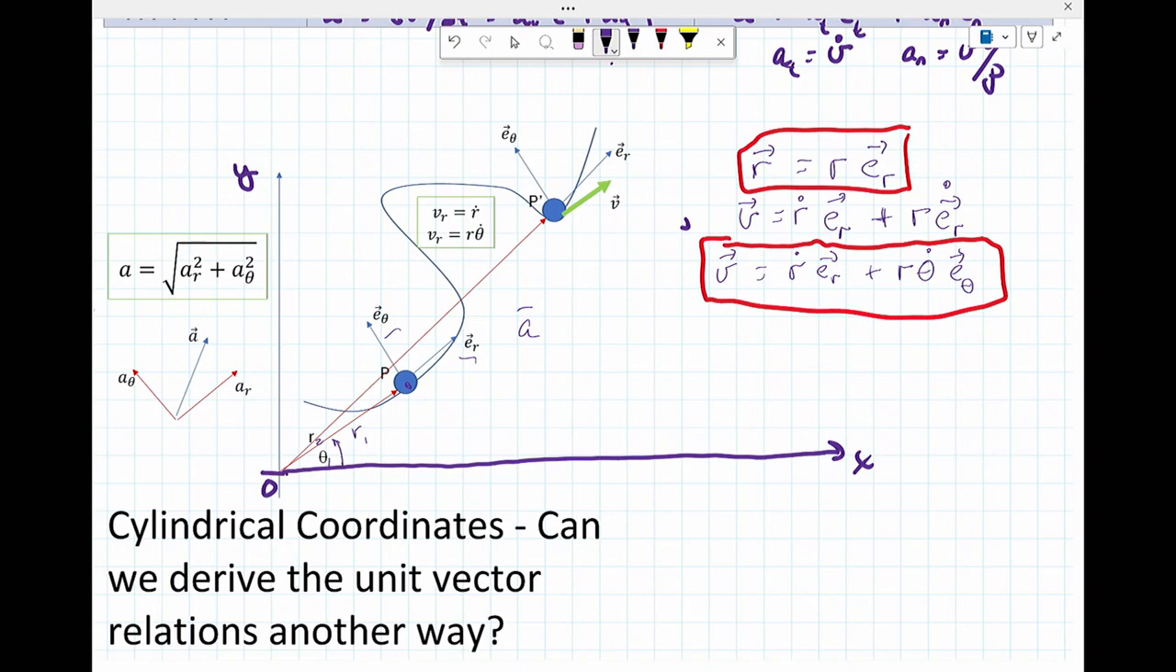But acceleration is equal to V dot, which equals r double dot E sub r plus r dot E sub r dot plus r dot theta dot E theta plus r theta double dot E theta plus r theta dot E theta dot. Okay, so that's a big mess.